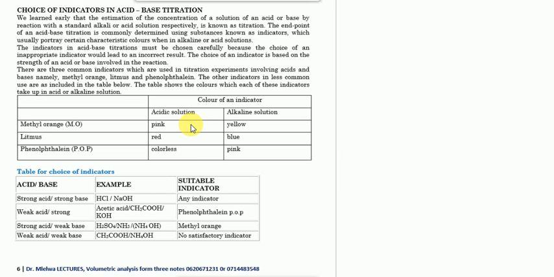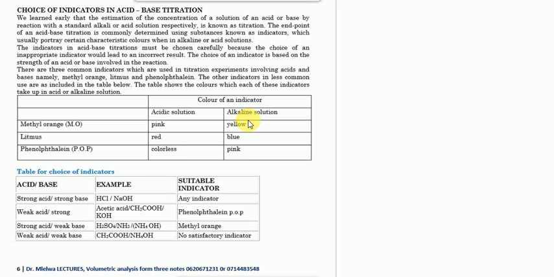How does the indicator change color during titration? So for example methyl orange, its color is like yellow or orange. And in alkaline solution, the color is yellow. And in acidic solution, the color is pink.